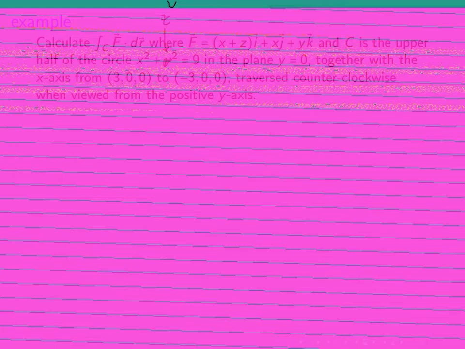Okay, so in this case, the y-axis is coming out of the screen, and so when I look down, I want to go around this path C in a counterclockwise direction. So I want to orient the path going in this direction. Okay, so we're going to leave that for a minute and go on and think about what it is that we're going to need to calculate.